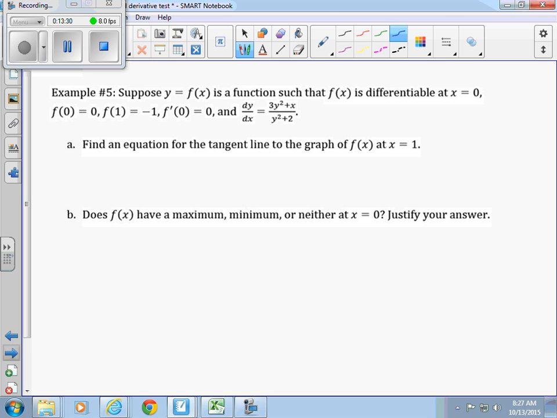Part A is just a tangent line problem. We've done a million of those, but let's see if we still know how to do that. Let's see if you can find the equation for the tangent line at 1. For part A, are there some distractors in there? So be careful, use the correct information.